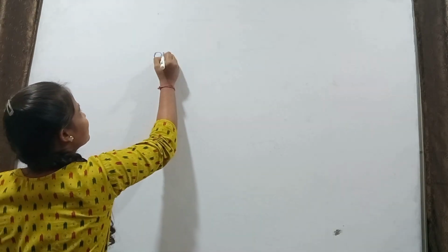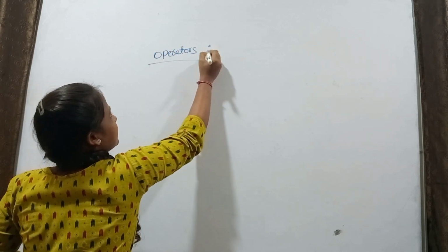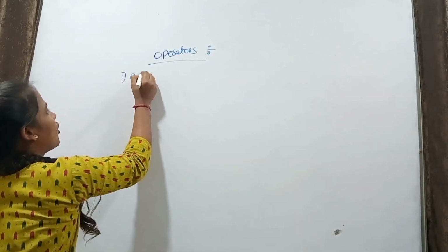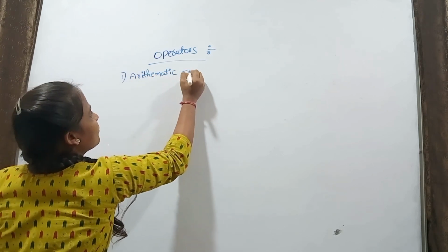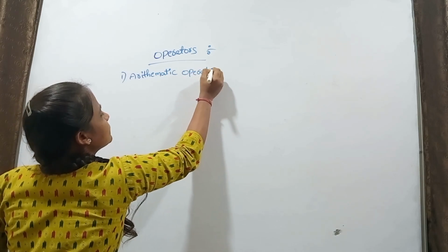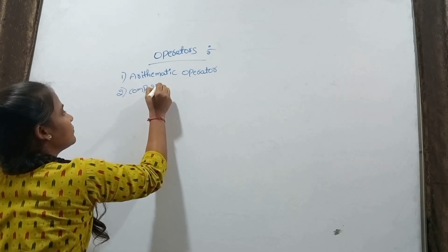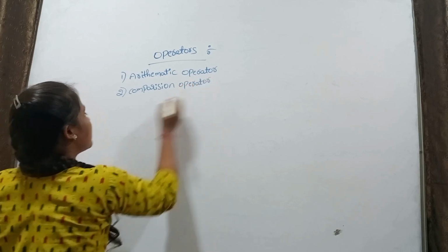Good afternoon. Today we have to discuss SQL statements. In SQL statements, we have discussed the topic operators. There are three types of operators in SQL. They are the arithmetic operator, the second one is the comparison operator, and the third one is the logical operator.